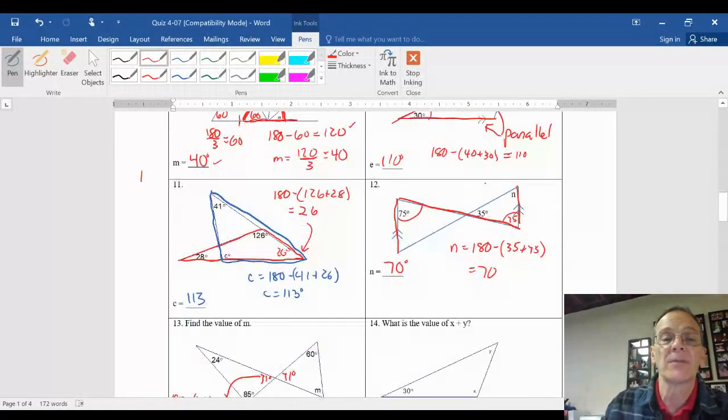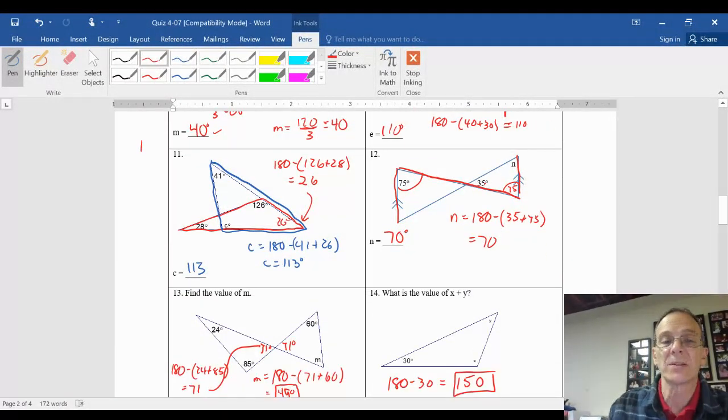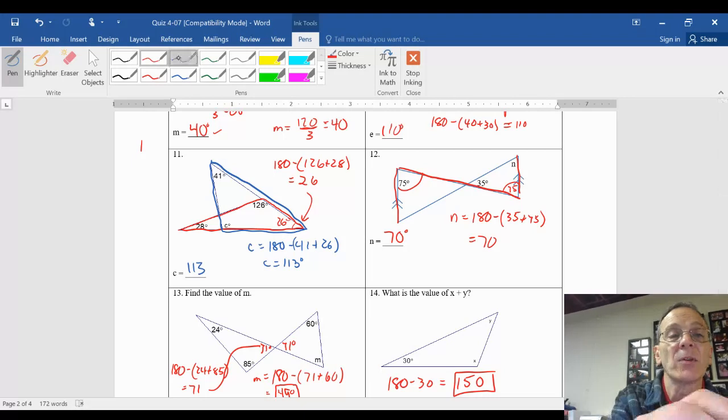Number 11, here's what I think is the easiest way to get started on this problem, is the red triangle that I've highlighted here. Because we've got 2 out of the 3 angles in that red triangle. And so we could subtract those 2 from 180 to find this angle in that red triangle. But then that 26-degree angle also belongs to the blue triangle. It's one of the 3, and this 41 is a second one. So if we subtract the 26 and the 41 from 180, we get that 3rd angle in the blue triangle.